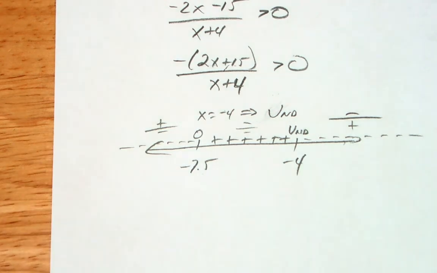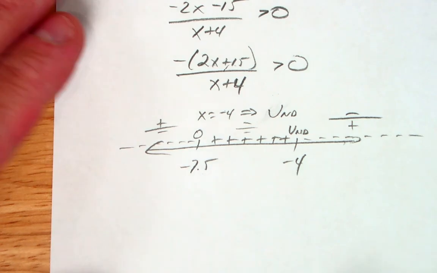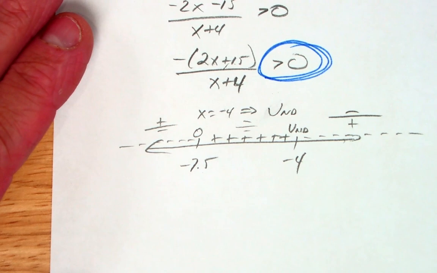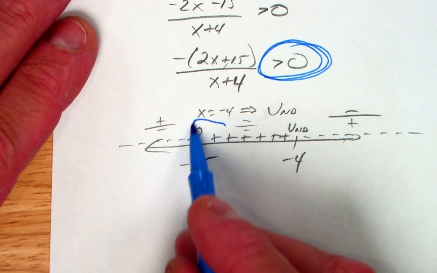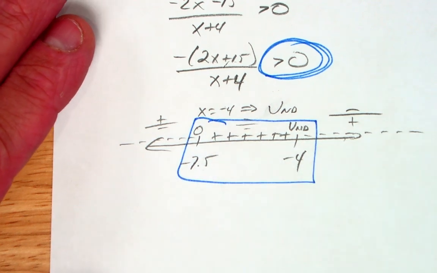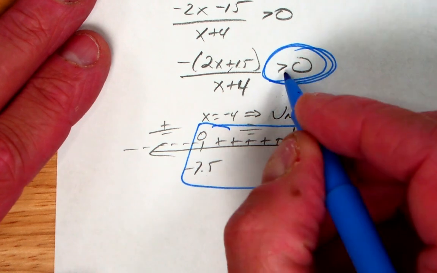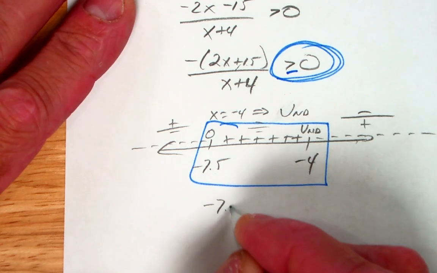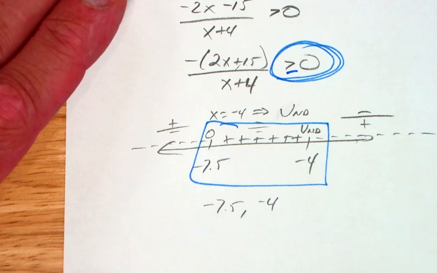Okay. We're almost done. I want to know where it's greater than 0. Where is it greater than 0? I'm going to change this problem ever so slightly. We're going to make it greater than or equal to. Okay? Let's make that change. So if it's 0, I'm happy. If it's greater than, I'm happy. So it's going to be from negative 7.5 to negative 4.